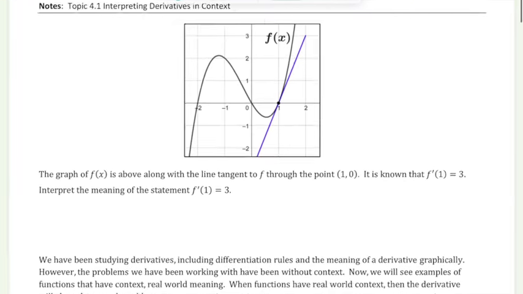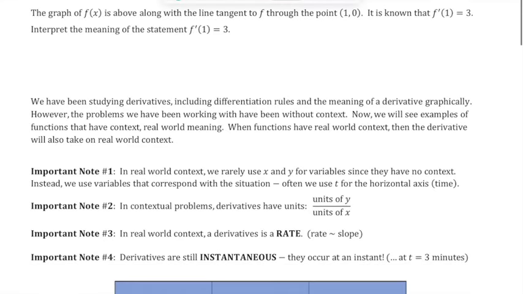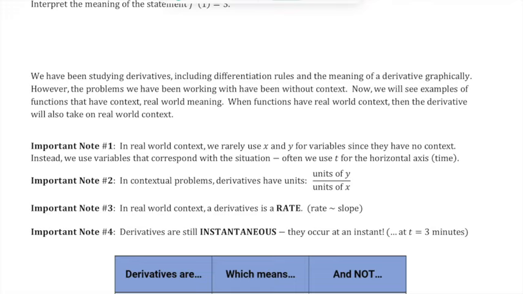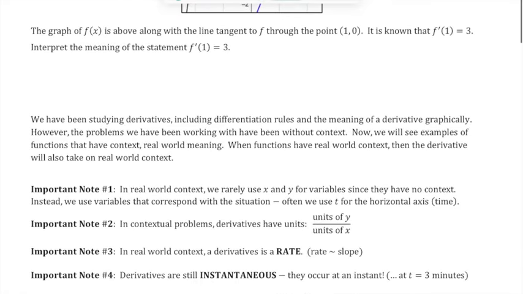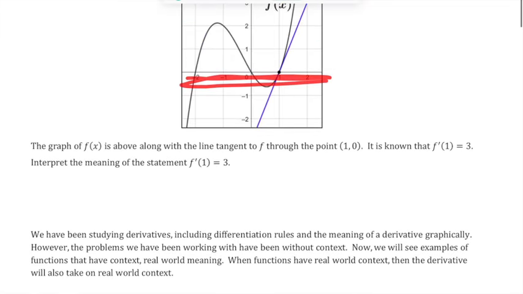Now, this doesn't have any context with it. It's just a function. It doesn't mean anything in real life. And that's kind of what we're going to do today when we start talking about slopes in context. So here are 4 important notes. X and Y don't really mean anything for a variable. Most of the time in situations we use time, t, as our independent variable. So the x-axis is usually time, and then the y-axis will be whatever you're trying to measure.